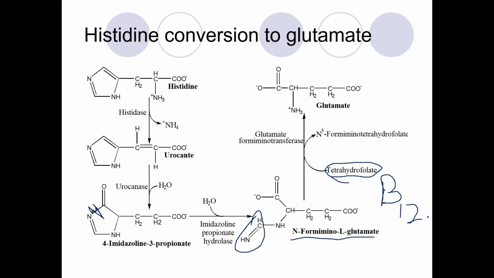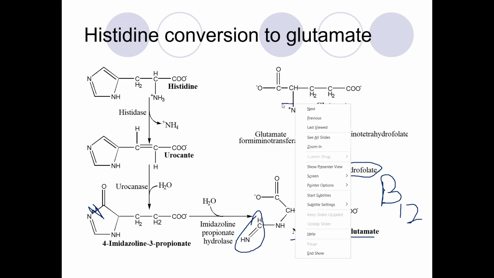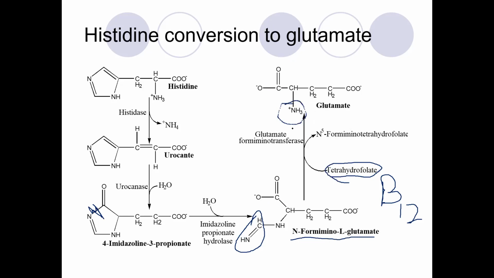The enzyme that regenerates this tetrahydrofolate is called cyclodeaminase. And then once you get rid of that formamino group, you convert this to glutamate, and then that's converted to alpha ketoglutarate by deamination of that amino group right there. That's how you degrade histidine.